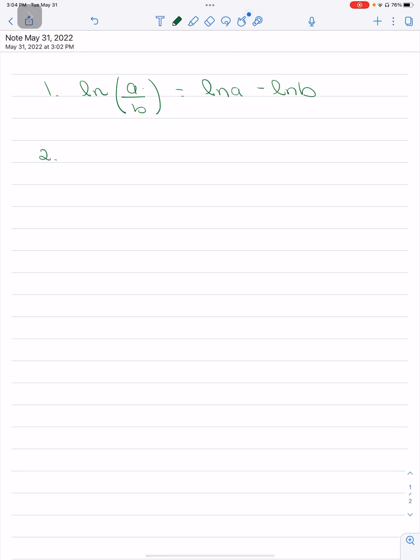A second property that will be useful is if I'm taking the natural log of a times b, this is equal to the natural log of a plus the natural log of b. And a third property that's often useful is if you're taking the natural log of x to the power of r, that's r times the natural log of x.